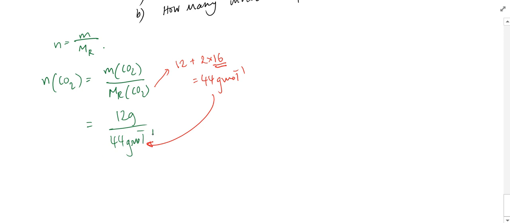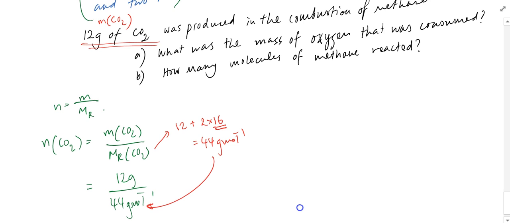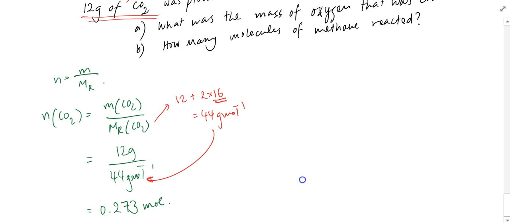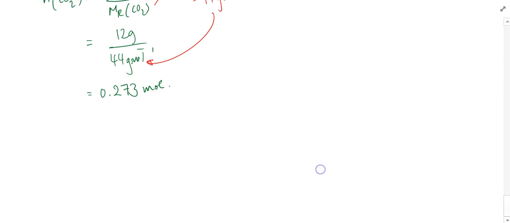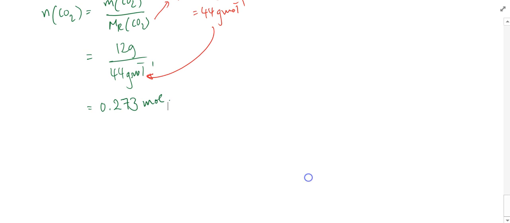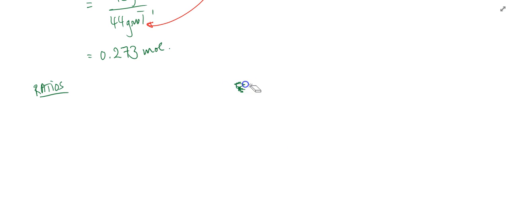So if we plug that into our calculator, 12 over 44, that gives us 0.273 moles. The question was asking us what was the mass of oxygen that was consumed. So we need to actually work out how much oxygen was consumed. So let's use the ratios method for mole ratios, for stoichiometry. The ratios method for stoichiometry.